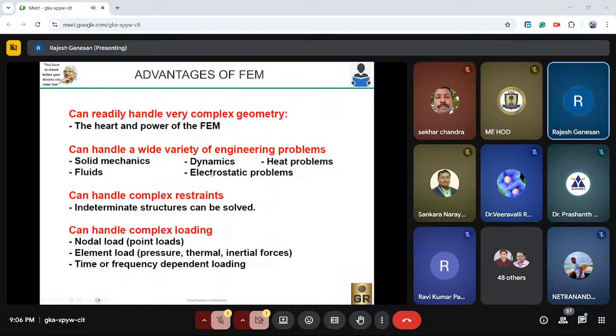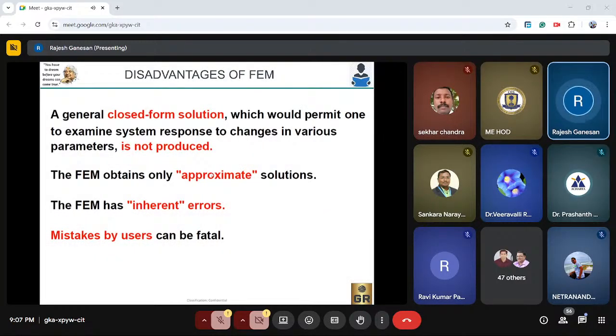Okay. Next one is the advantages of FEA. Here you can see the advantages: it can readily handle very complex geometry, it can handle a wide variety of engineering problems, it can handle complex restraints, it can handle complex loading. Okay, a general closed form solution.